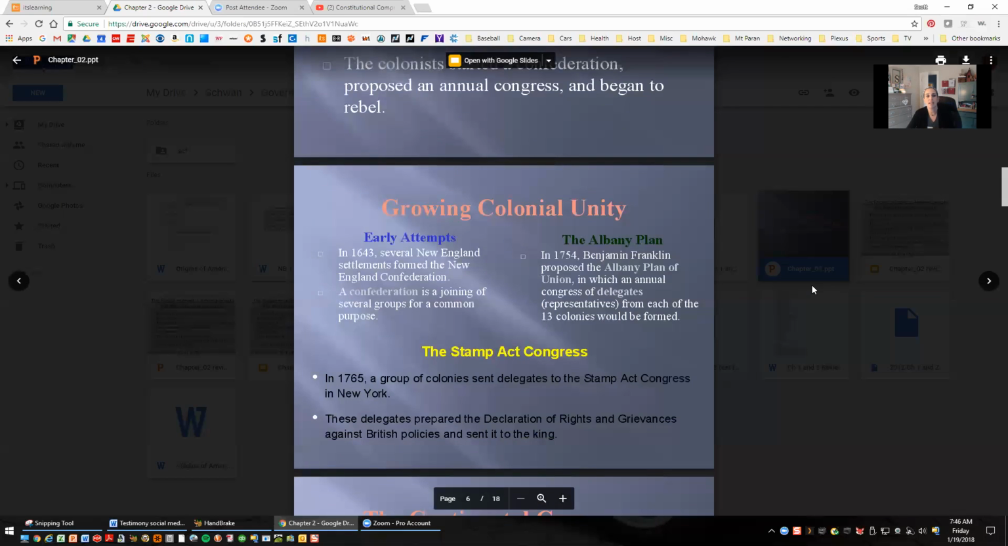So there started to be attempts at growing colonial unity. These were the early stages of growing colonial unity. In 1643, that's the first time we're going to see the New England Confederation join together for a common purpose. And that's going to be followed by the Albany Plan of Union.